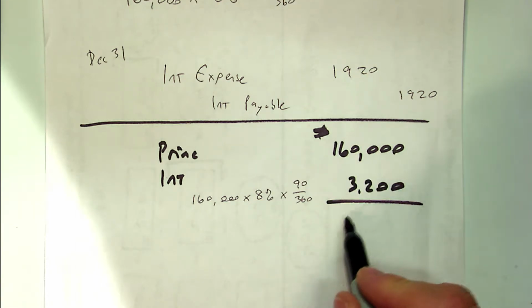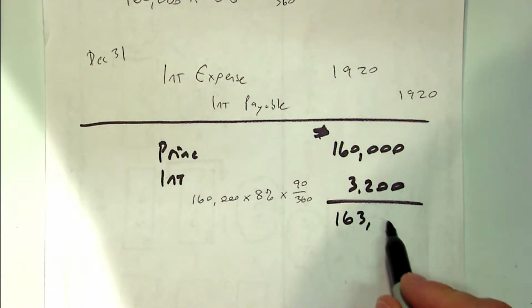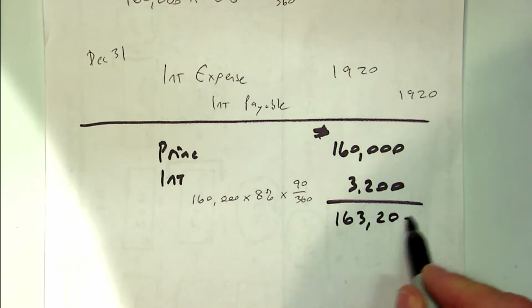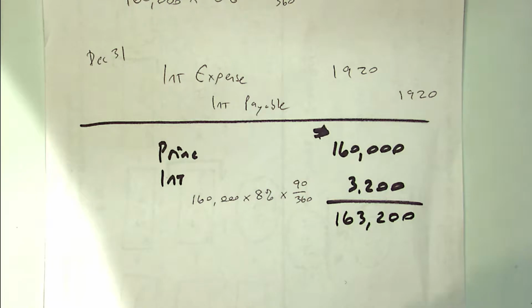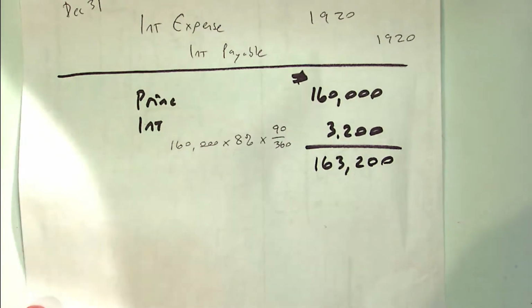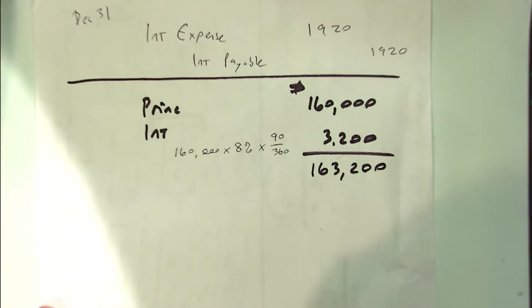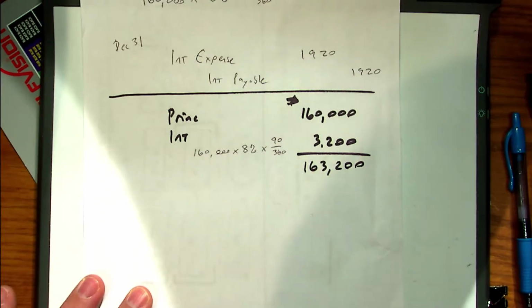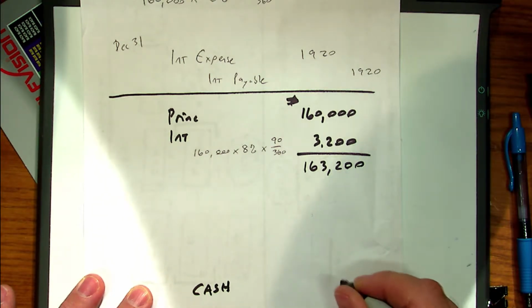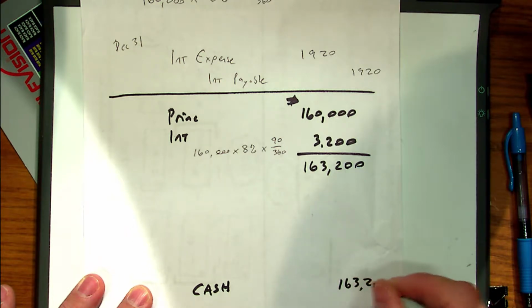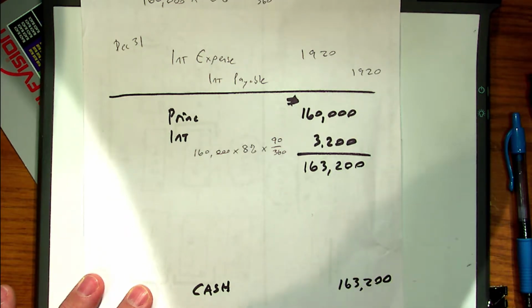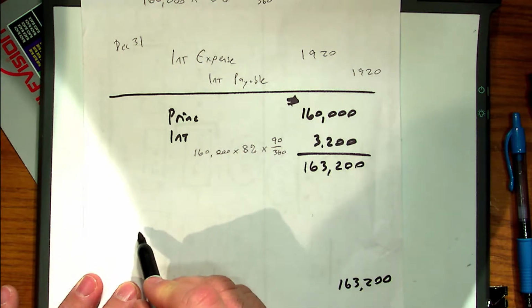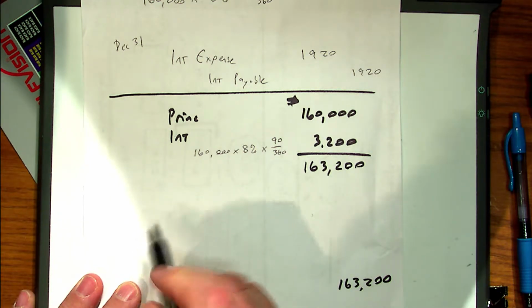Okay. So the total amount of cash that we have to pay out is 163,200. You with me? So let's start building that journal entry. So we're going to pay out cash of 163,200. We're going to credit that. We're going to debit the note payable, correct? We're going to take it off our books.